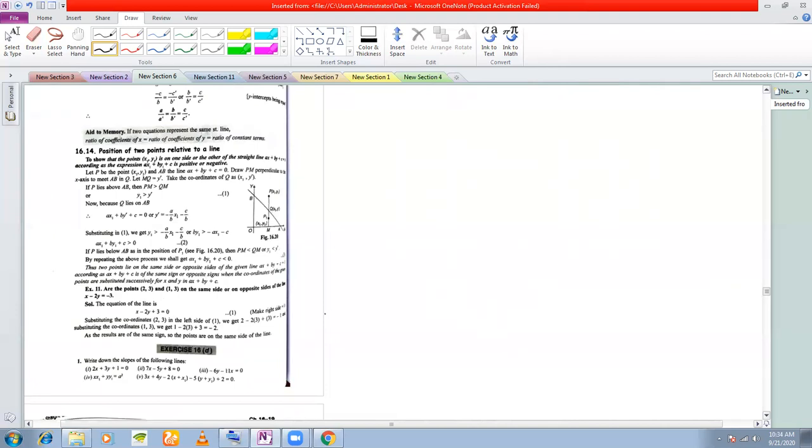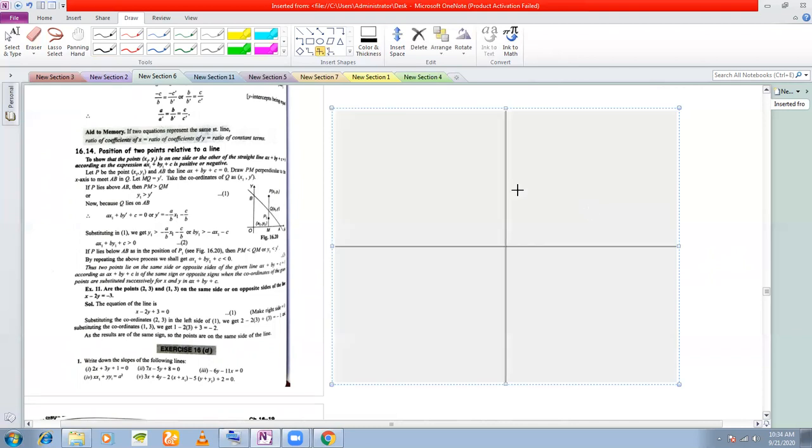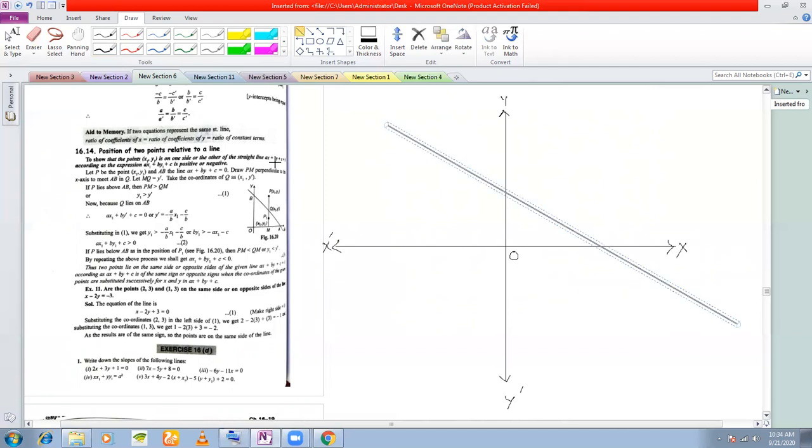Next, this is a very important thing: position of a point with respect to a line. This is what we have used in inequalities also. Suppose I give you a straight line like this, and I give you 2 points. Any point on the xy plane, any point.